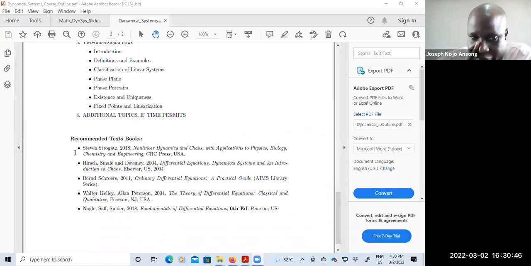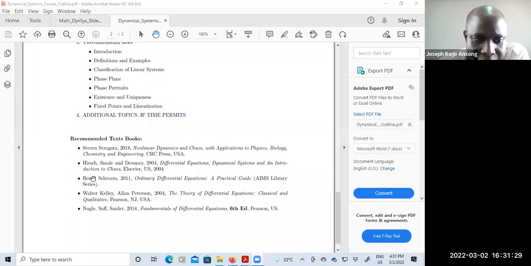The main text for this is a book by Steven Strogatz. He's an authority in this area. He has a book on nonlinear dynamics and chaos with applications to physics, biology, chemistry, and engineering. So the material will primarily be taken from here. There are just a few things in the introduction where I add some things from different places, but mostly from the book by Strogatz. Hirsch, Smale, and Devaney have a very good book on differential equations, dynamical systems, and an introduction. So you can look at that as well.